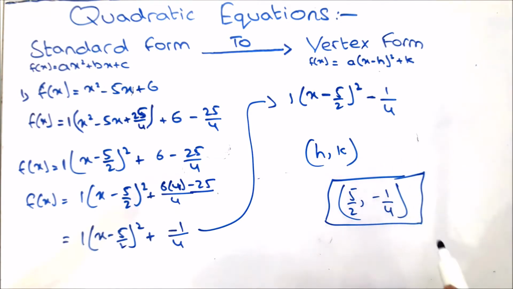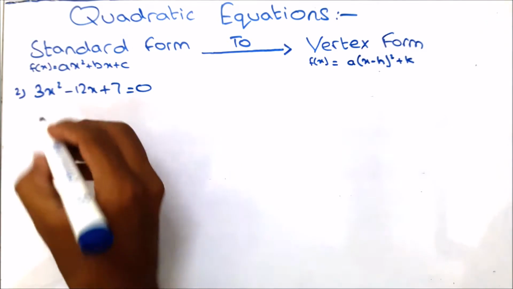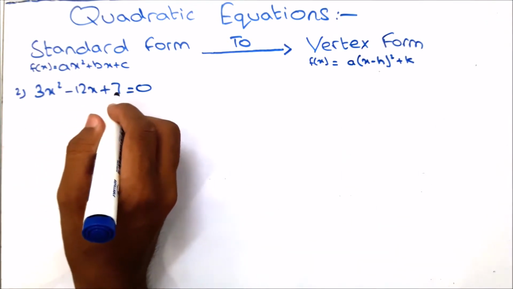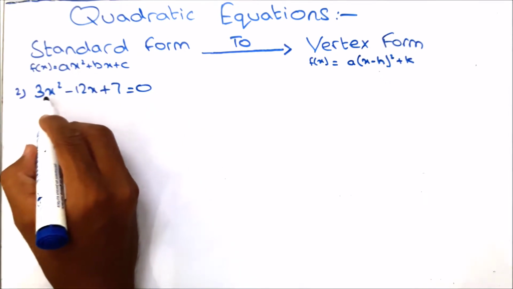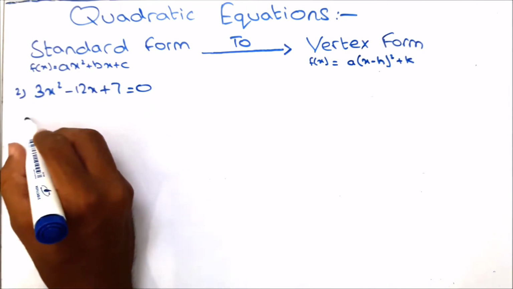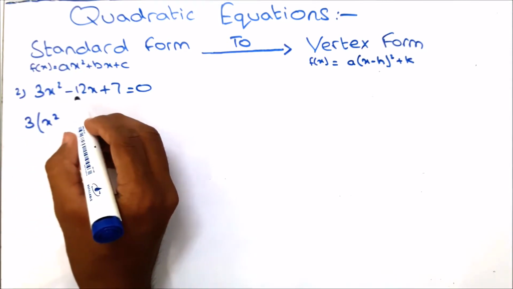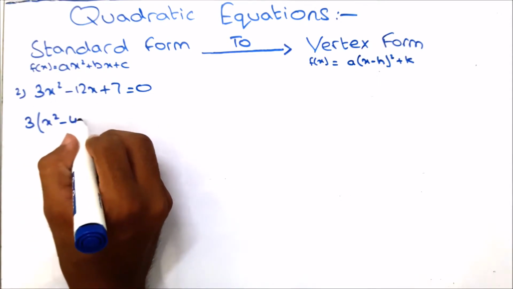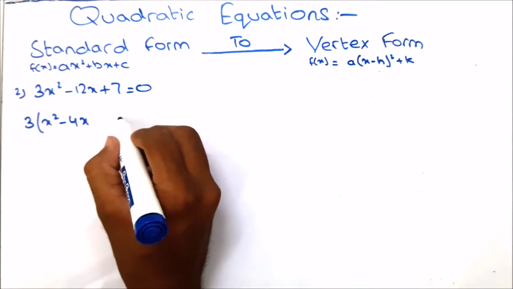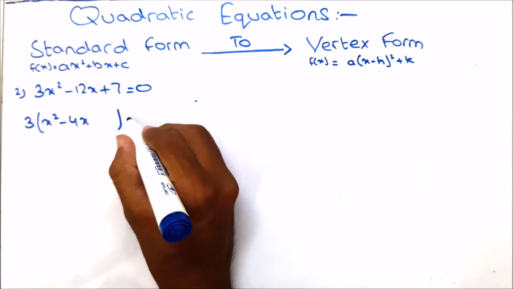Okay, let's move on to a bit more complex example so you understand it better. Here we have 3x squared minus 12x plus 7. So again, in the first step, we take this a as common. We take 3 as common, and now we are left with x squared minus 4x, and we leave space for completing the square, and we add 7.